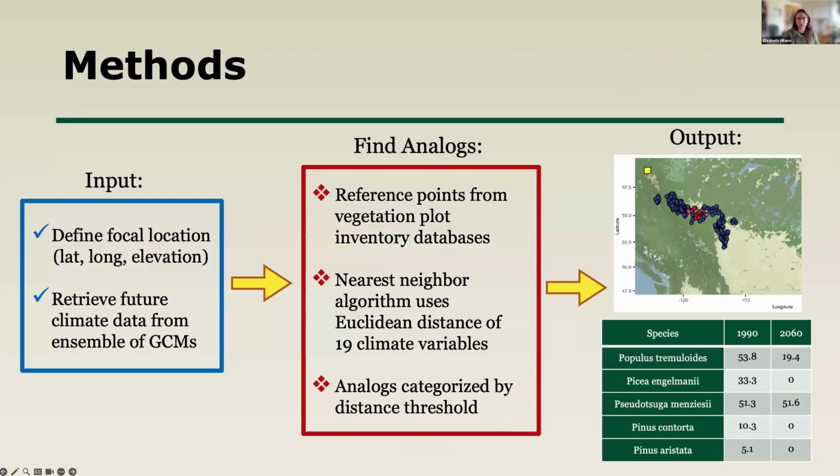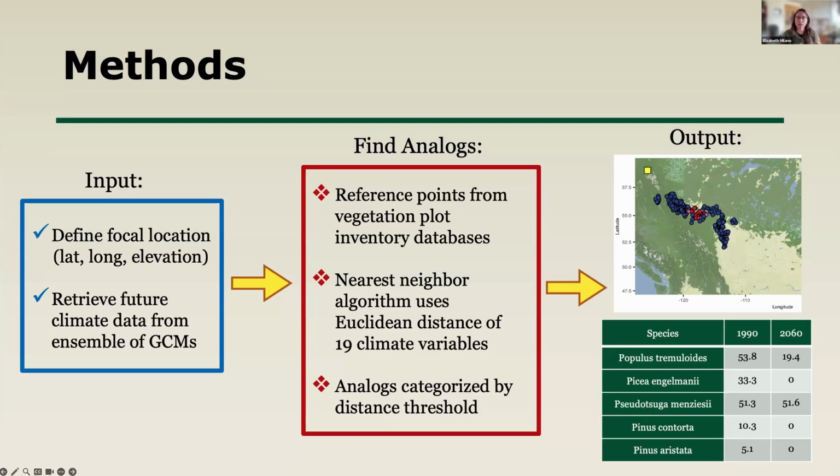The methods are simple in theory. We start with a focal location of interest, and we look up those future climate predictions in Climate NA. We then use a nearest neighbor algorithm to find climate analogs in our reference database of inventory plot data. So we essentially use the future climate data for our focal point and match it to the contemporary climate for our reference database. The metric that we use is just a climate distance metric, which is the Euclidean distance of the 19 climate variables that we input, which include direct annual temperature and precipitation, as well as derived seasonal variables, such as growing season, frost-free period, summer dryness index, and the list goes on.